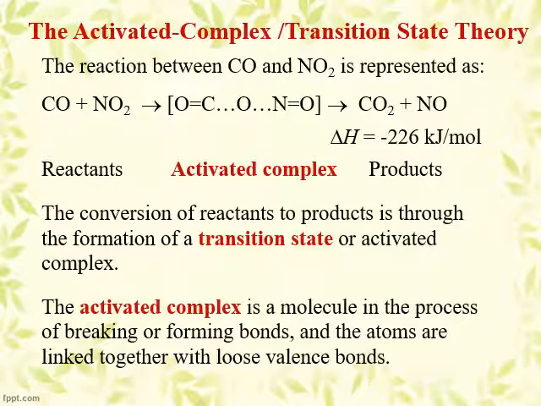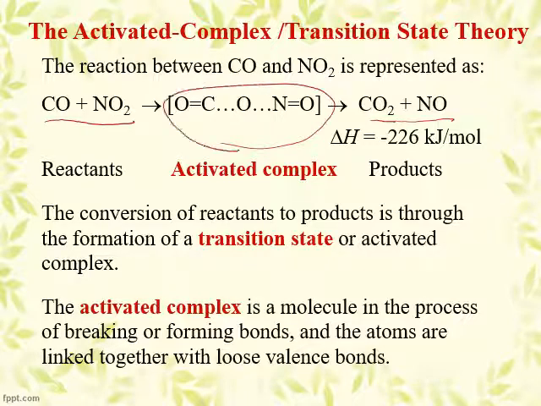So consider the reaction between carbon monoxide and nitrogen dioxide. So this is the reactant. Before the formation of product, which is carbon dioxide and also nitrogen oxide, it has to form the activated complex first, the highest point in the diagram. So the conversion of the reactant to product is through the formation of this transition state, or activated complex in terms of its species.